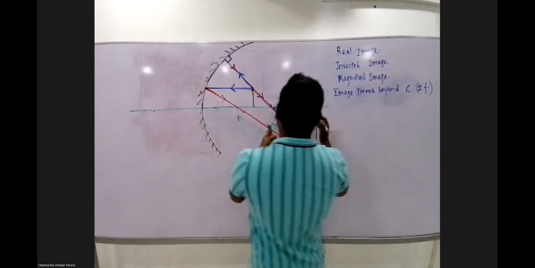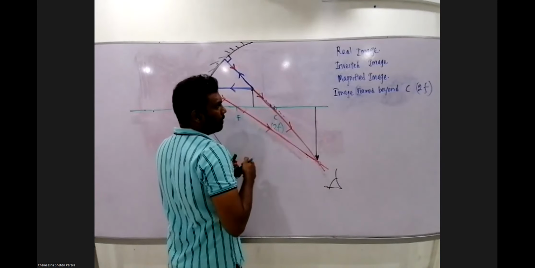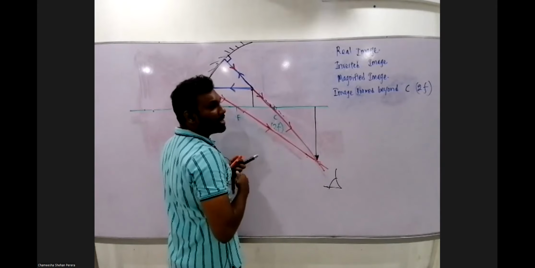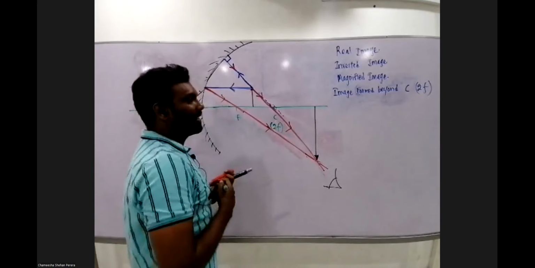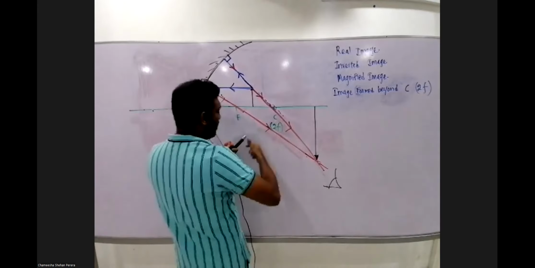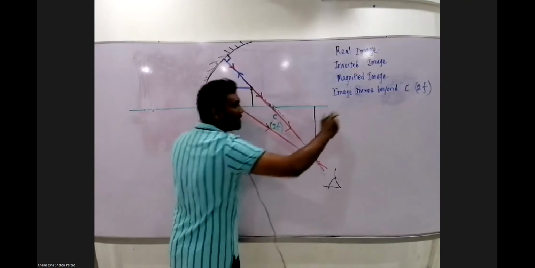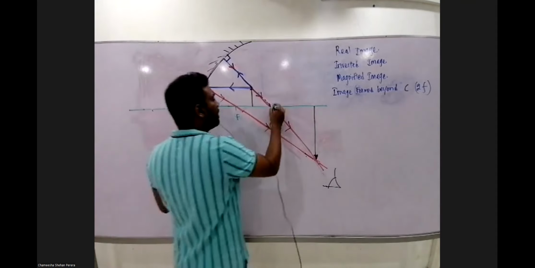So outside the mirror. How do you write it? You write image formed beyond C. That's it. It's beyond C. Can you point to the image? Yes, so that's why we call it formed beyond C.